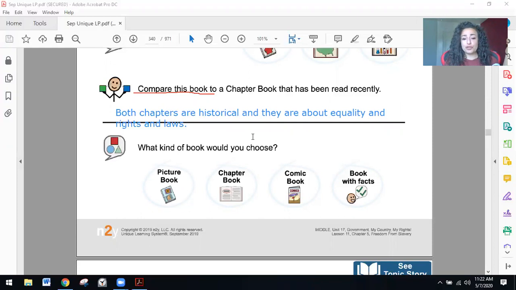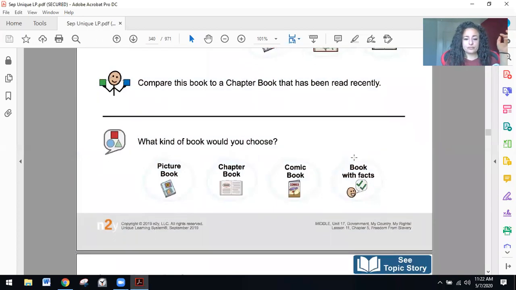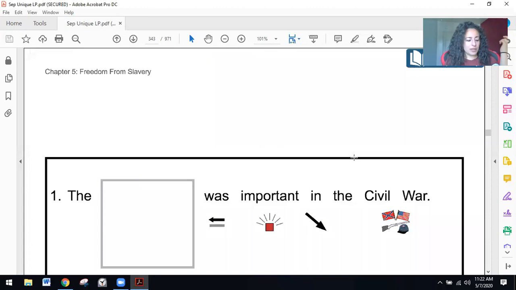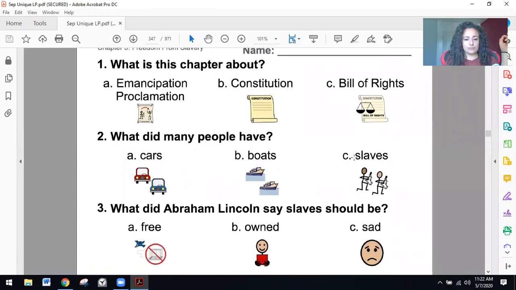What kind of book would you choose? This is, again, an opinion. I like picture books. I like a lot of books with pictures and it makes me happy. But you can pick a chapter book like we just read, okay? You can pick a comic book or a book with facts, perhaps like a newspaper would be considered that. Okay, so let's move on to the next page that we have to complete, and that is this one.